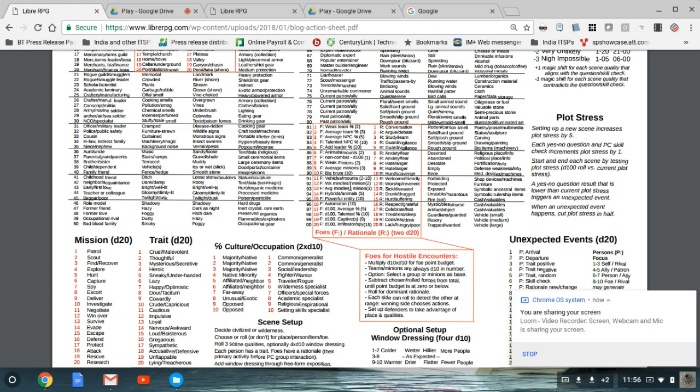And then if you roll above that number, you just close the scene out quietly. If you roll below, well, then you get an unexpected event before you can close out the scene that you're going to have to deal with before you can close it out. And that's the quick and dirty on how to put together a cutscene.